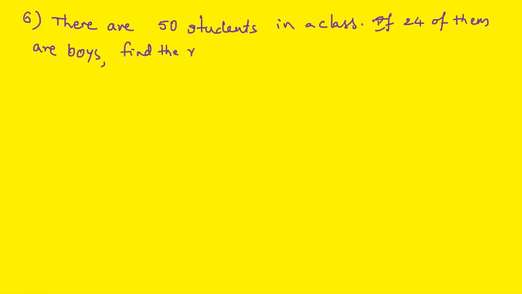Find the ratio of boys to girls. They did not give the number of girls, but we have to find it and then find the ratio. For this, let us write the statements. There are 50 students in a class. How will you write a statement of this? Number of students in a class.